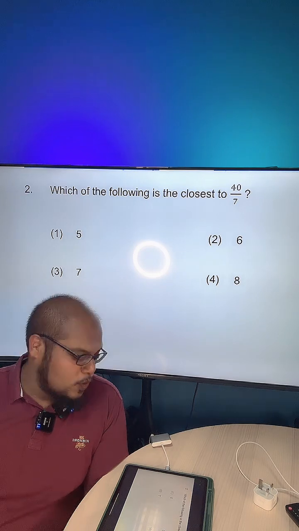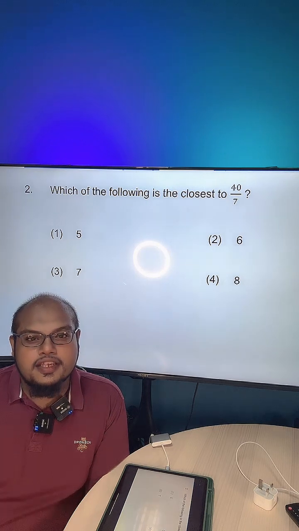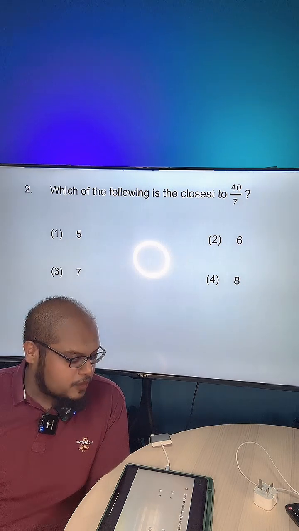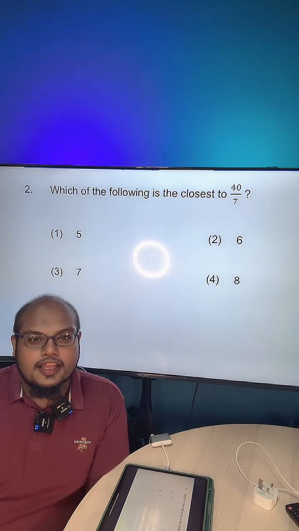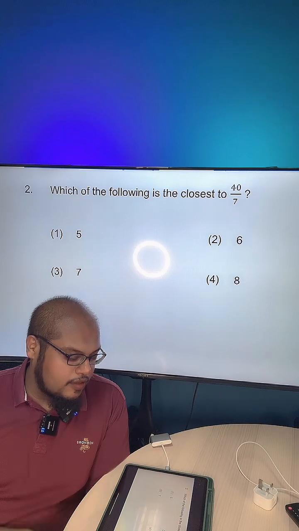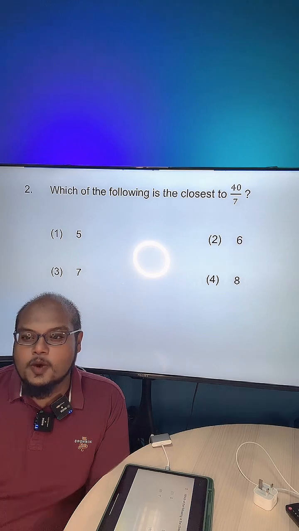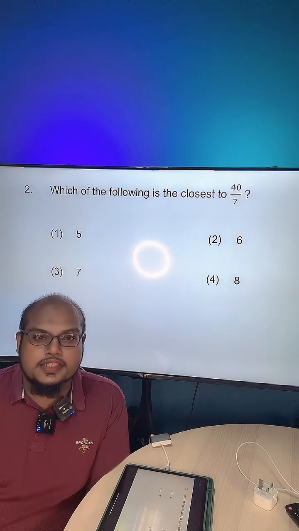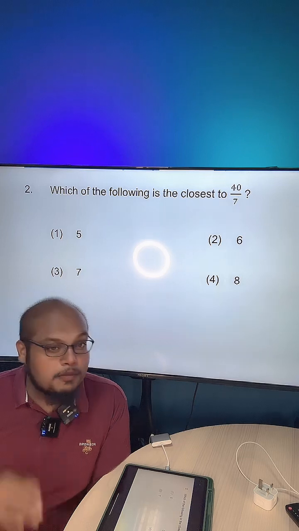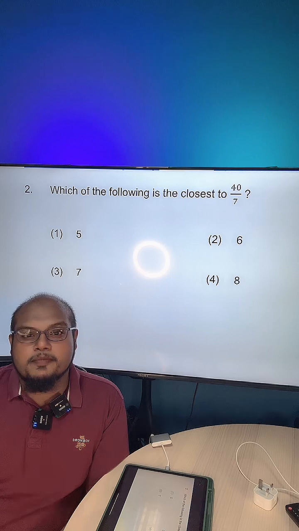I'm seeing 2 people with option 6, and 5 people with option 1. Those who are putting your options there, you are close. Some of you are correct, some of you are close. It's about finding difference.